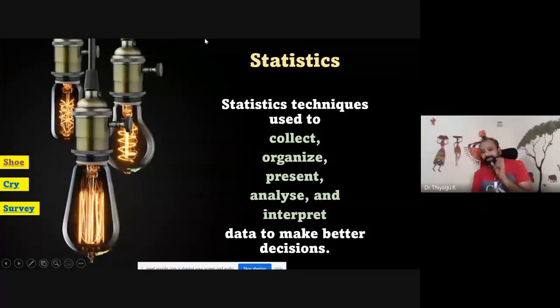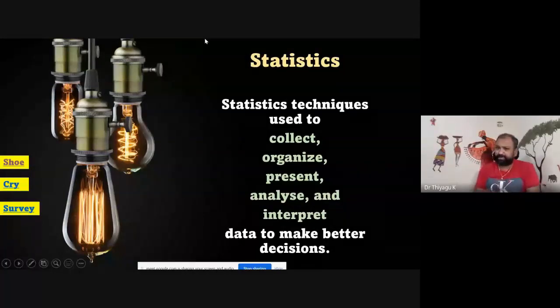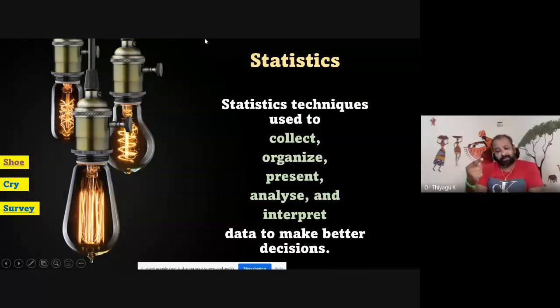So this might come as a two-mark question: What is statistics? Statistics is a combination of five terms. It's a sequential technique. You cannot avoid any one thing from here, so you should go with the sequence only. First, you have to collect the data. You have to organize the data, then present it, then analyze it, and finally interpret the data sets we have, to make better decisions. So we should collect the information, organize it, present it, analyze it, and interpret it in the correct manner. Yes, now I move to the next slide.